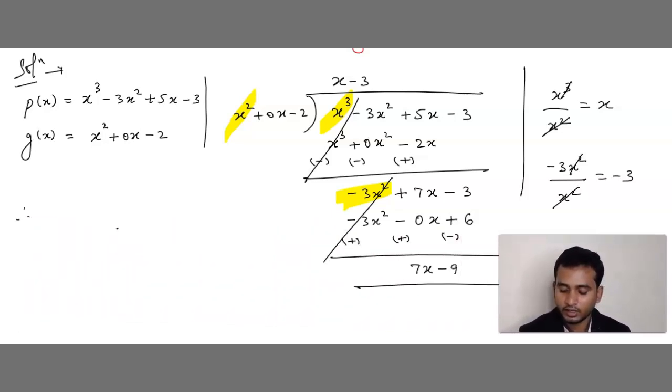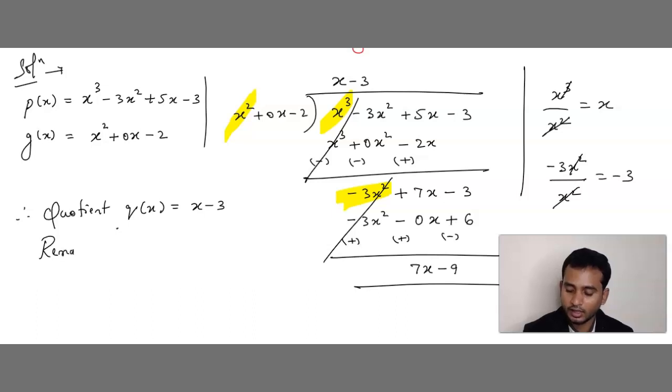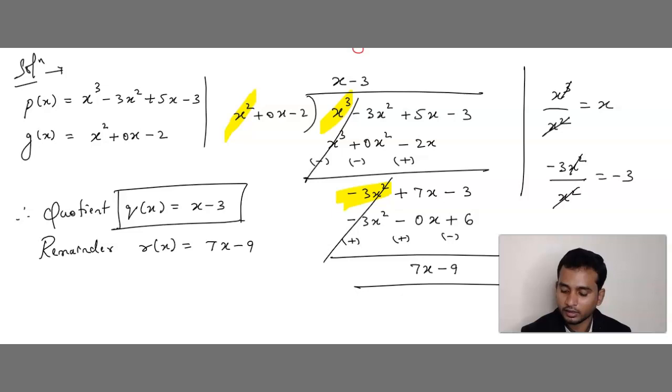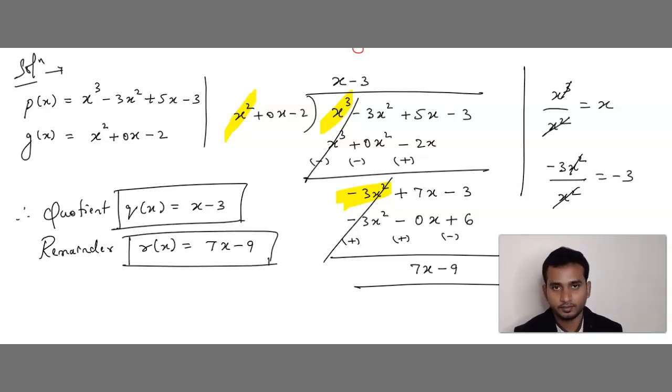So we can say that therefore quotient, that is q of x is equals to x minus 3, and then remainder, that is r of x is equals to 7x minus 9. So this is the quotient and this is the remainder. I hope you all have understood even this.